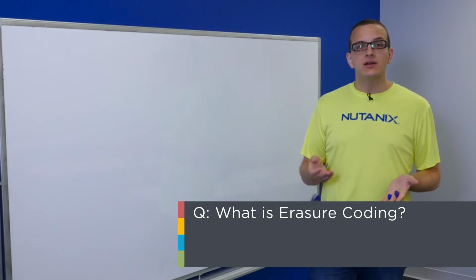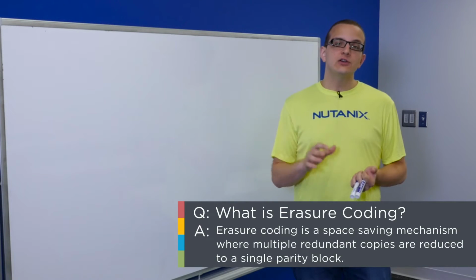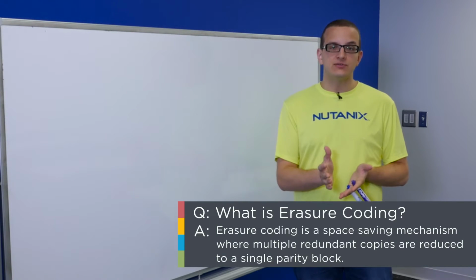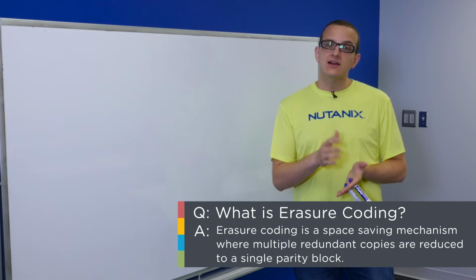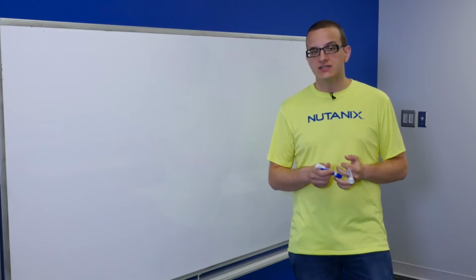In our system, you probably are already familiar with our replication factor, where we keep 2 copies of all the data. Erasure coding takes those replicas and reduces them down to a number of parity blocks. This allows you to save a ton of space on the replicas and increase the usable space in the cluster. So let's take a look and see what that looks like.